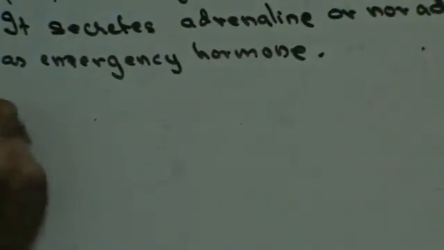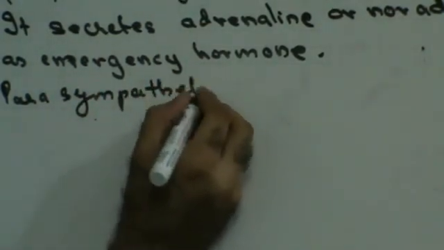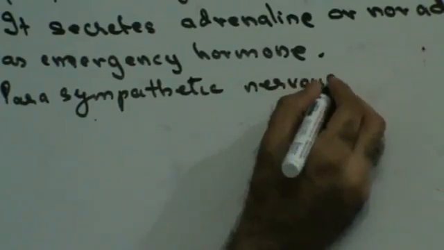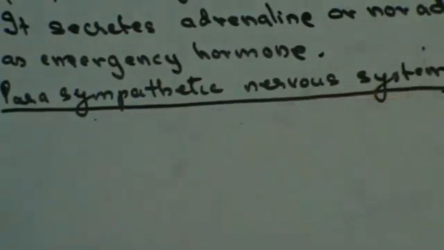Then the other part of the autonomic nervous system is the parasympathetic nervous system. Now what is the parasympathetic nervous system? It consists of nerve fibers which run along the cranial and the sacral nerves. Just as the sympathetic nervous system is present on either side of the spinal cord, the parasympathetic nervous system is present on the sides of the visceral organs.